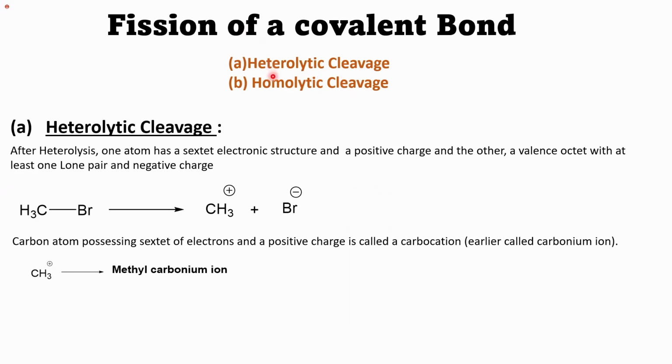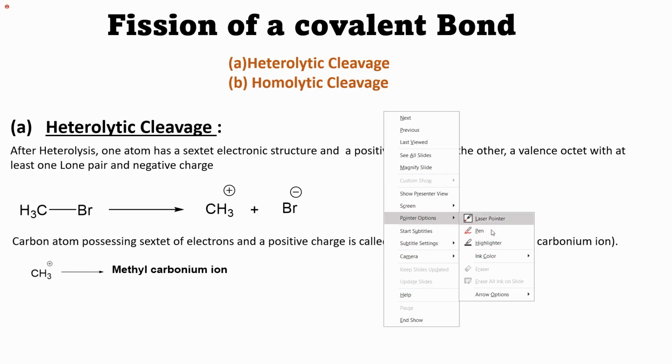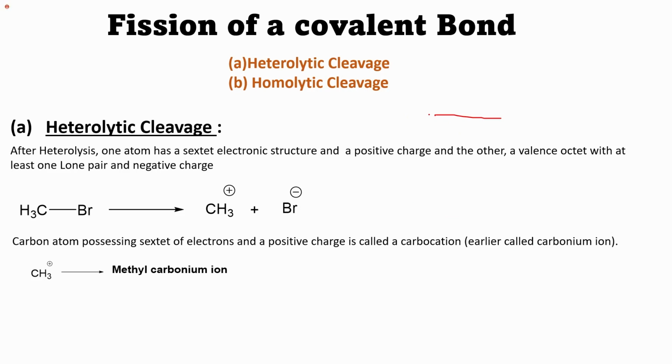There are two types of fission of the covalent bond. Let's say we have some kind of bond here, where A is one atom and B is another atom, and suppose we want to cleave this bond. Why is it a covalent bond? When the two atoms, A and B, equally share one pair of electrons, then it forms a single bond. That is called a covalent bond. So both atoms have to share their electrons to form a bond.